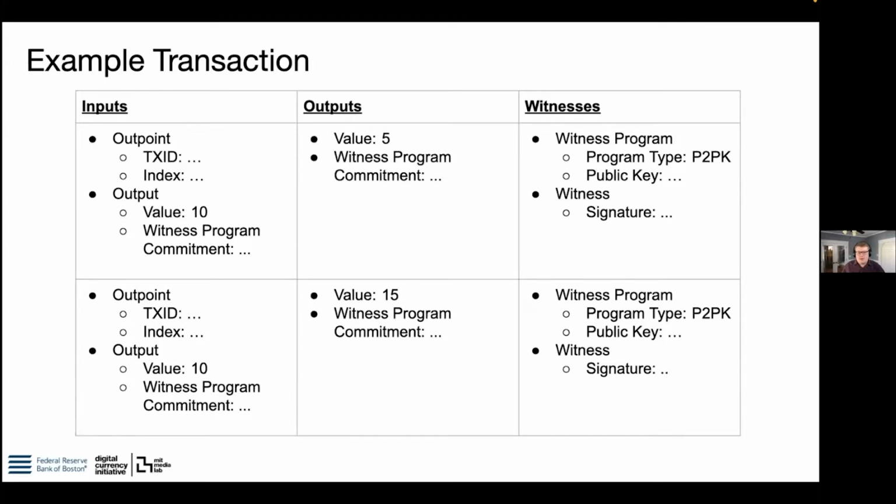Then we need a witness per input, which is going to state the witness program. In this case, both inputs are paid to public key, and then we'd also specify the public key and provide a signature over the transaction ID of the transaction to prove a valid spend.